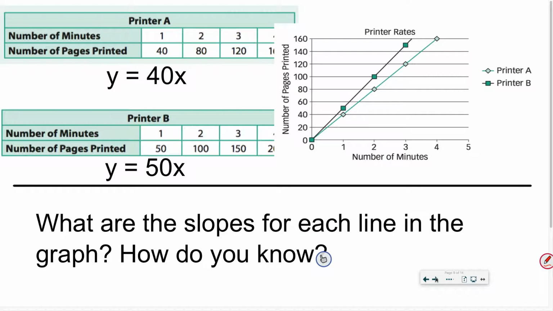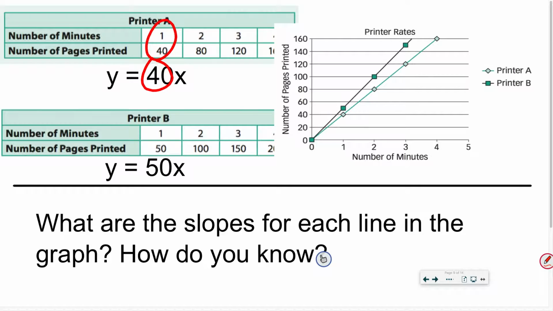What are the slopes for each line? Who can tell me the slope for printer A? 40. How do you know that? Because 40 is the unit rate and the unit rate is your slope. So 40 is the unit rate, and the unit rate is our slope.